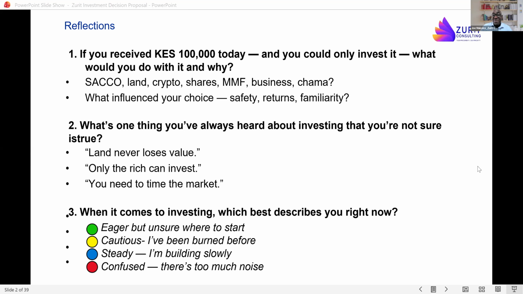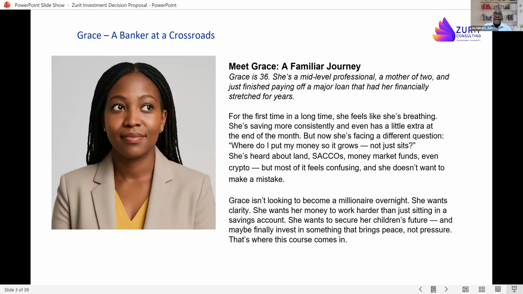Truth be told, we have to invest if we have to grow. If we have to grow our wealth, we have to invest. So today we'll use a lady and a gentleman, and for this first time, allow us to use Grace. Grace is a banker. She's a mother of two, and she had a major loan that had stretched her over the years. Now that she's finished paying that loan, she's feeling like she can breathe.